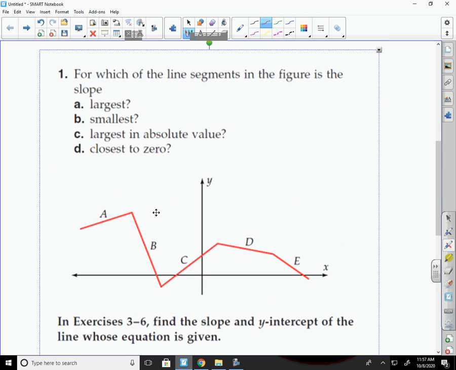For which of the line segments in the figure is the slope the largest? So it's got to be going up and to the right by the highest amount. This one goes up the fastest, so it is C. What is it the smallest? That means it's got to be going down the fastest. That would be B. Largest in absolute value? That means that it's going to be going up the fastest if I was to flip it over, or always make it positive. That would be B as well. Closest to 0, that's the slope that's going to be the least steep. That would be A.